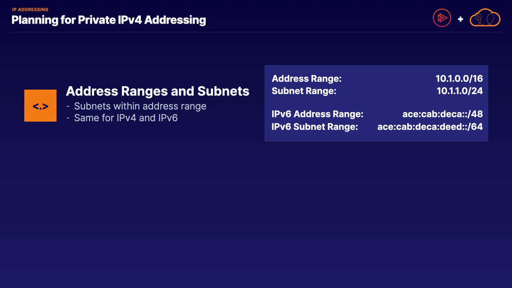Also be aware that this is the case for both IP version 4 and version 6 addresses. In our example to the right, we have a sample IP version 6 address range ending in a /48 notation. A valid IP version 6 subnet would have to fit inside of that /48 range, in which case we have a /64 range, which fits inside of the /48 one.